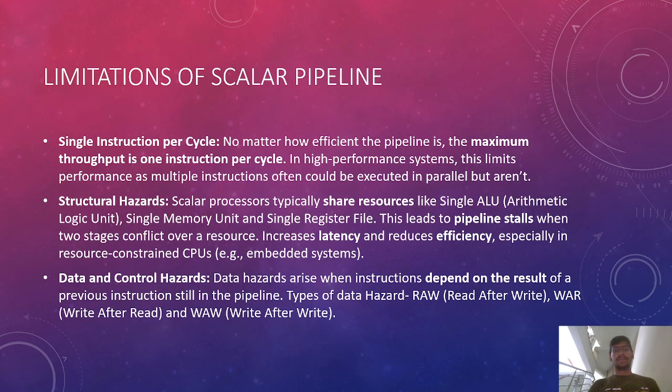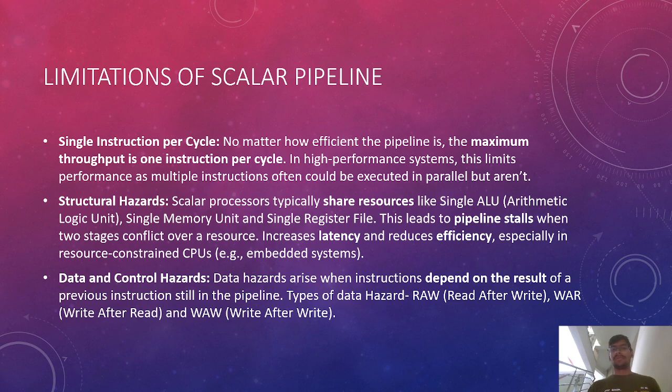Now, what are the limitations of the scalar pipeline? There are ample limitations. For example, single instruction per cycle. No matter how efficient the pipeline is, the maximum throughput is one instruction per cycle. Only a single instruction can be fetched and executed in one cycle.